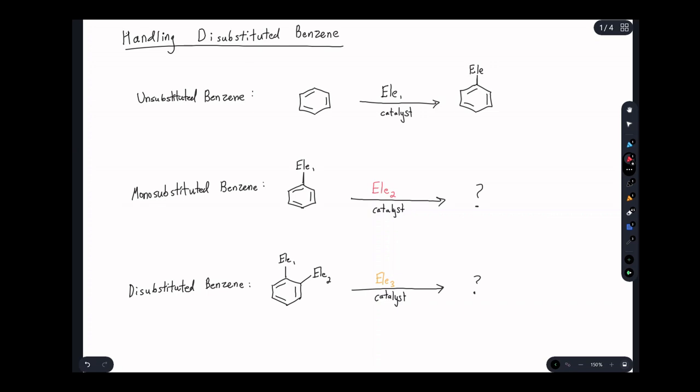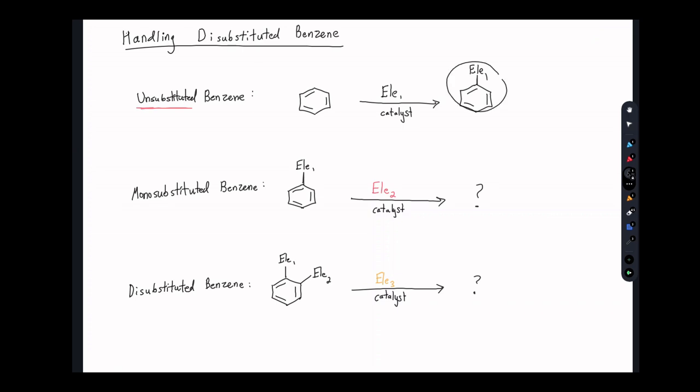So far, we've been dealing with unsubstituted benzene. That is a benzene that has no groups on it to start. When that happens, we can put the electrophile that we add really wherever we want. All the positions would be equivalent. You could rotate that product to make the same thing.